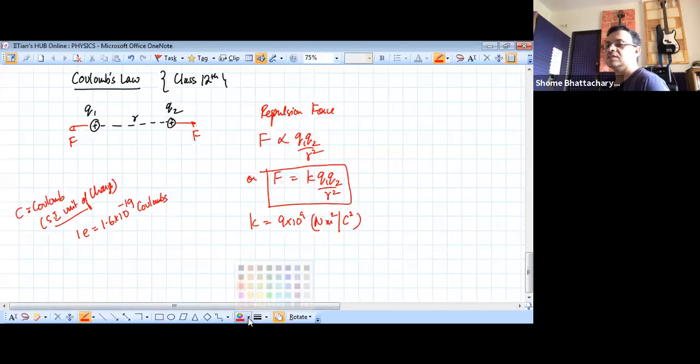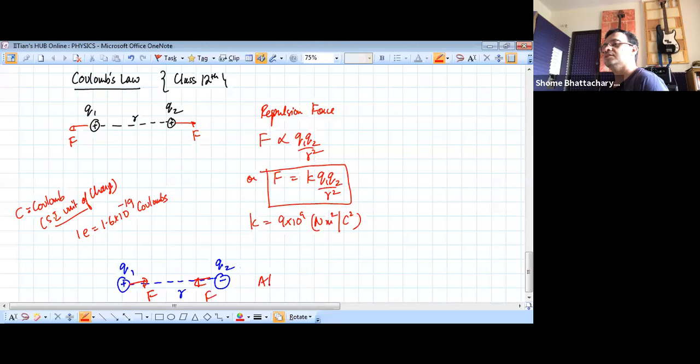And similarly, Coulomb's law also tells us that if we have opposite charges, so we have a positive charge, but the second charge, q2, is a negative charge, and they are kept at a distance r, then it will be the same formula of force, but there will be an attractive force, given by the same formula, with the same magnitude.